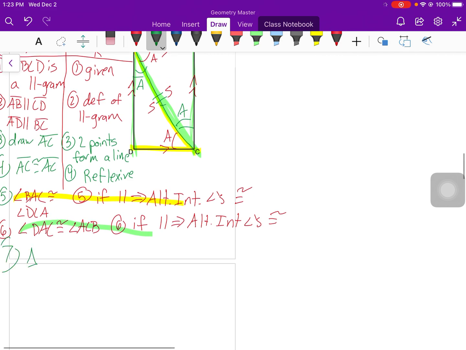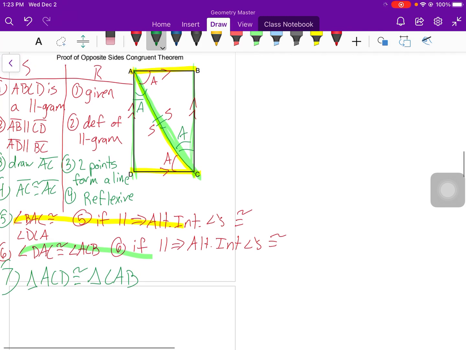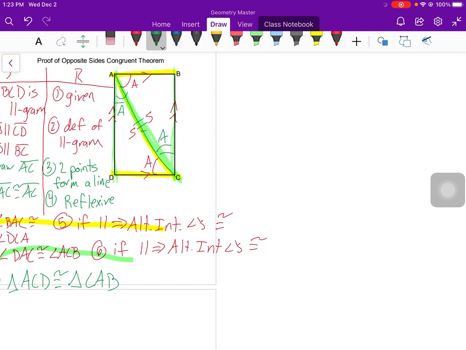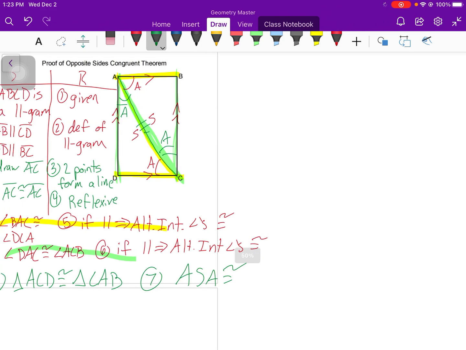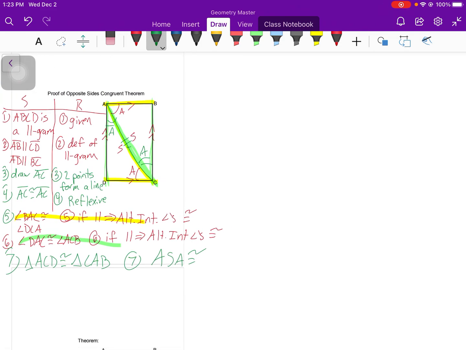So step 7, I can say triangle ACD is congruent to triangle CAB. I'll make sure I get my angles right. ACD goes from here to there to there. CAB, that looks pretty good to me. Step 7, the reason I can say that was angle side angle congruence. And now, to show the opposite sides, I have one final step, step 8. I'll do this in one step.